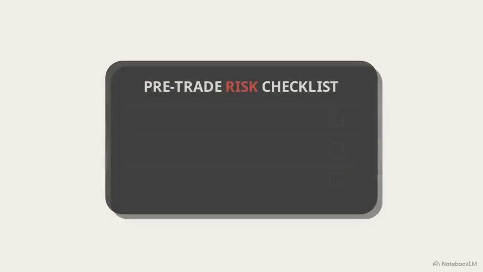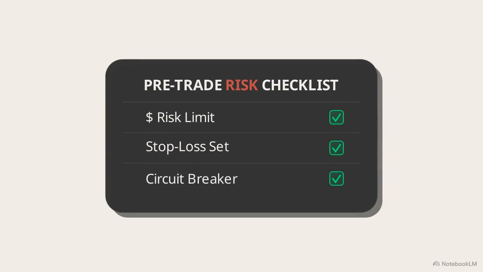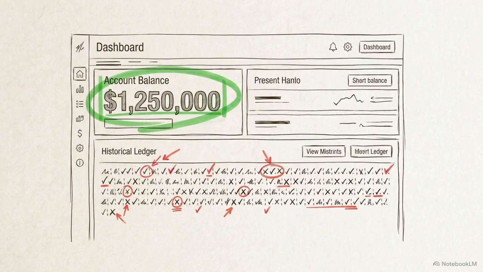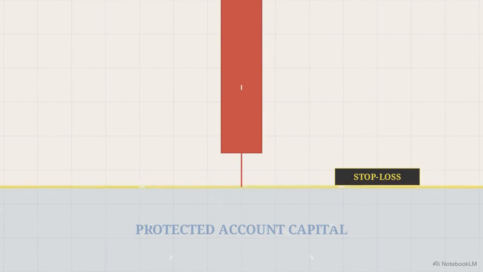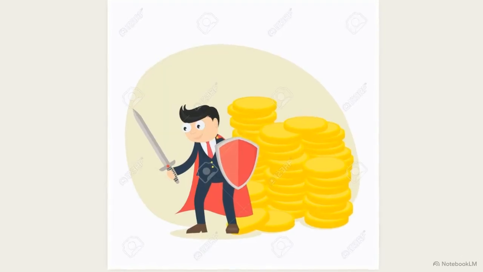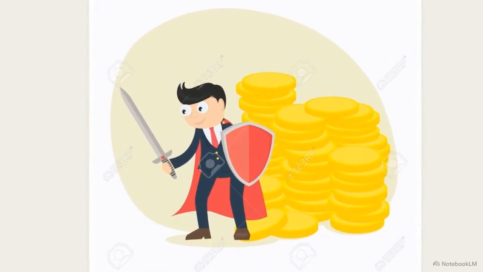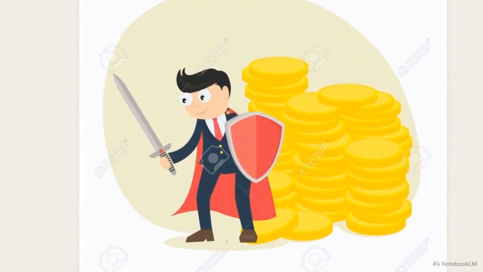Look at your completed checklist. You have calculated your maximum dollar risk, established a rigid stop-loss boundary on your chart, and set a drawdown circuit breaker. By executing these 3 steps, you have effectively eliminated your risk of ruin. No single trade, no matter how volatile the market gets, can blow up your account. Even if your next trade hits that stop-loss, your capital is protected. You survive the hit and stay fully equipped to trade tomorrow.